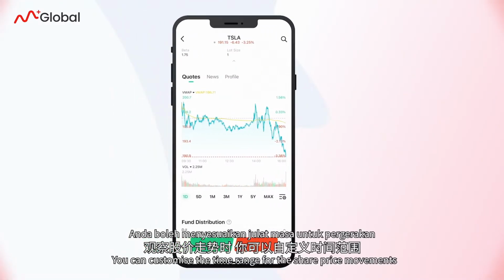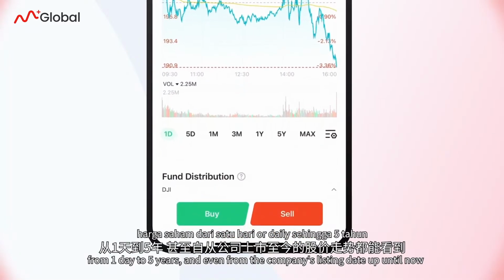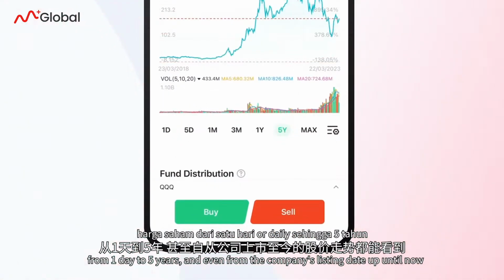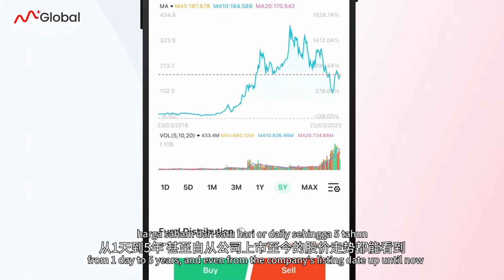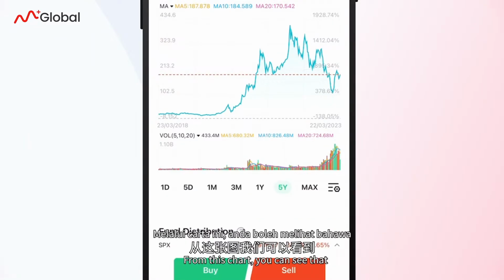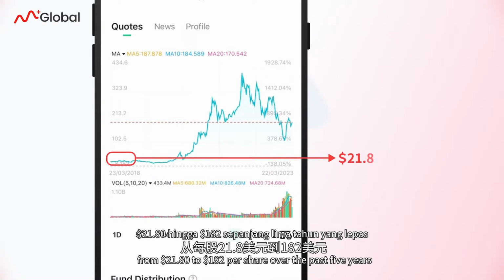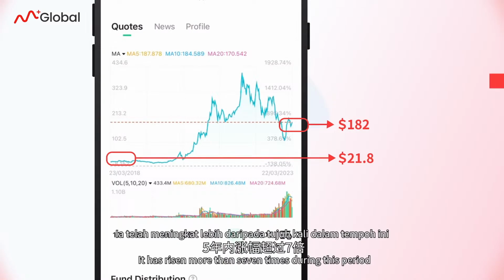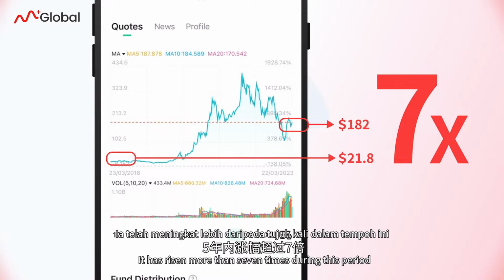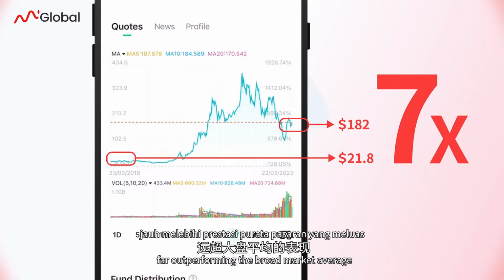You can customize the time range for the share price movements from 1 day to 5 years, and even from the company's listing date up until now. From this chart, you can see that Tesla's share price has continued to rise from $21.80 to $182 per share over the past 5 years. It has risen more than 7 times during this period, far outperforming the broad market average.